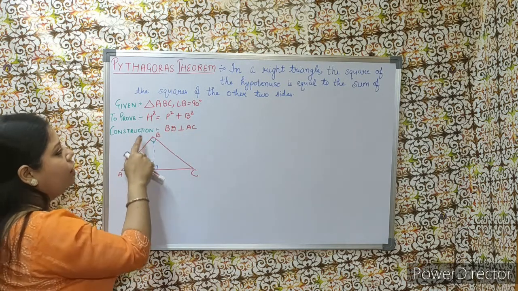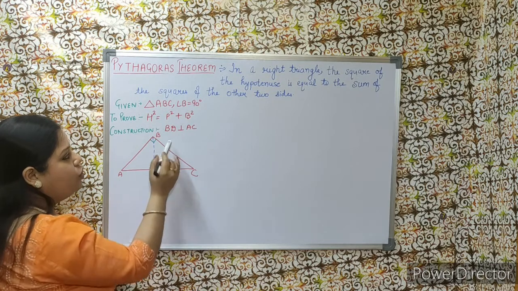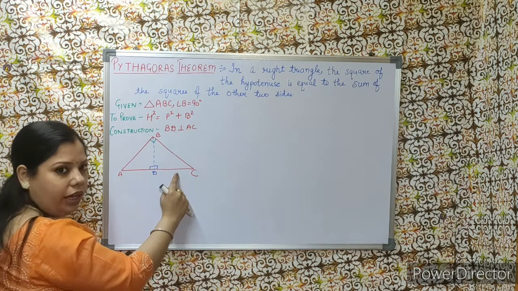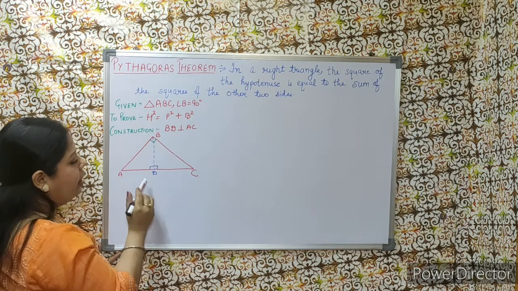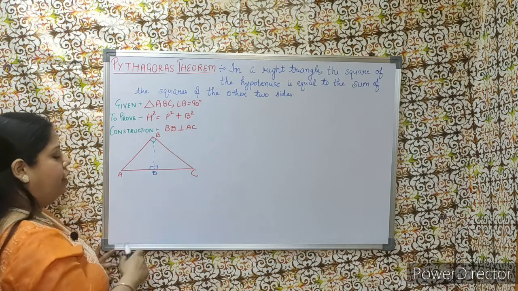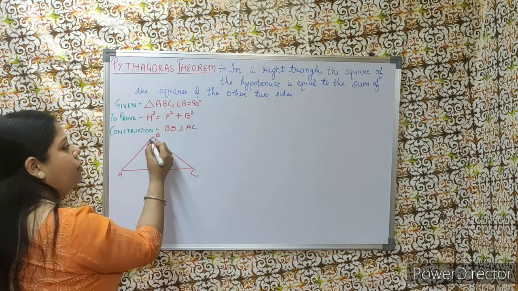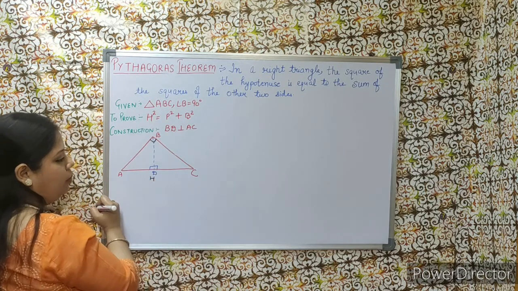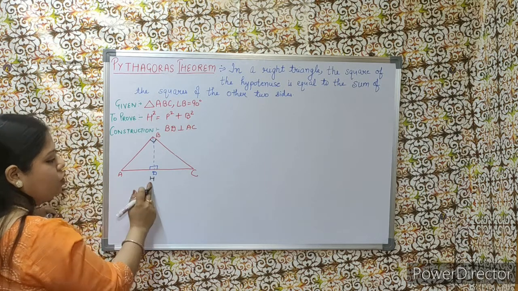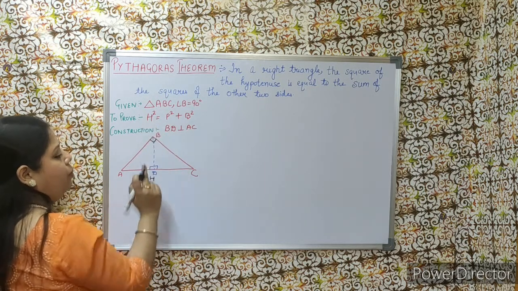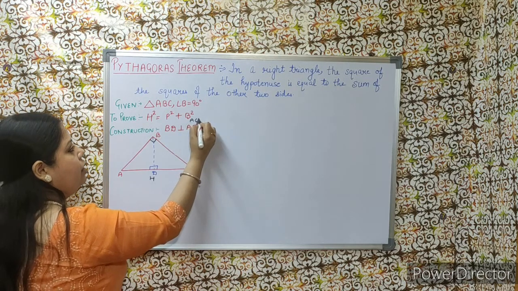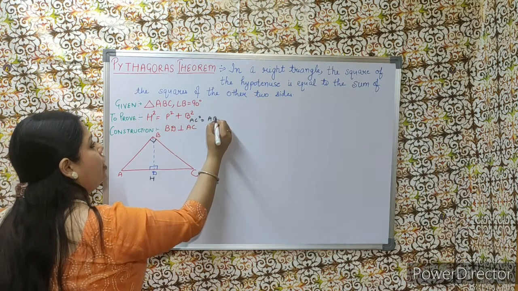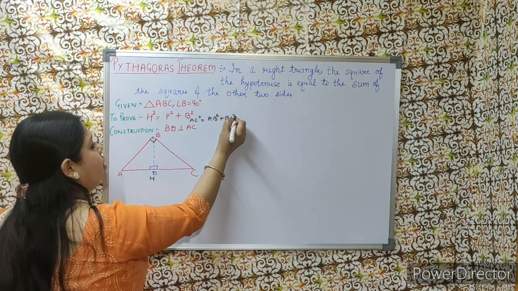Now in this triangle, one construction is required. What I will do? I will be making BD perpendicular to AC. So I have drawn the line BD which is perpendicular to AC. And what is AC? This is the 90 degree angle, and AC is opposite to it. So it is the hypotenuse. So what do I have to show? Hypotenuse square means AC square is equal to the sum of squares of the other two sides, which is AB square plus BC square.